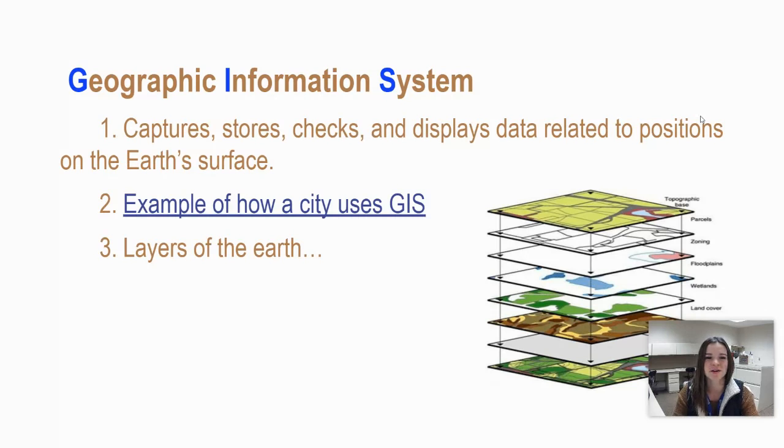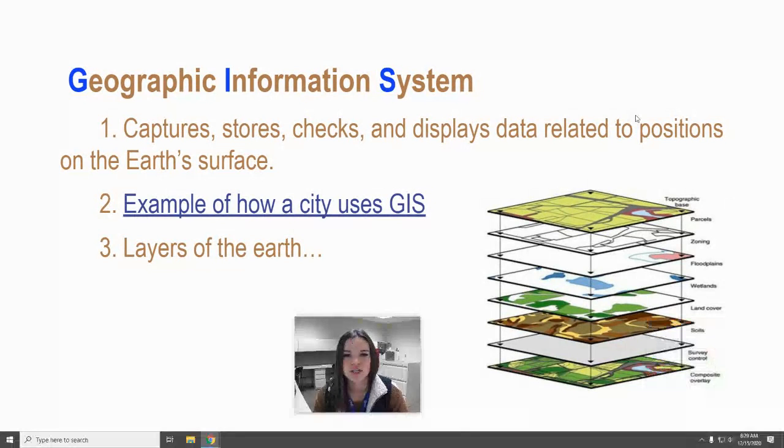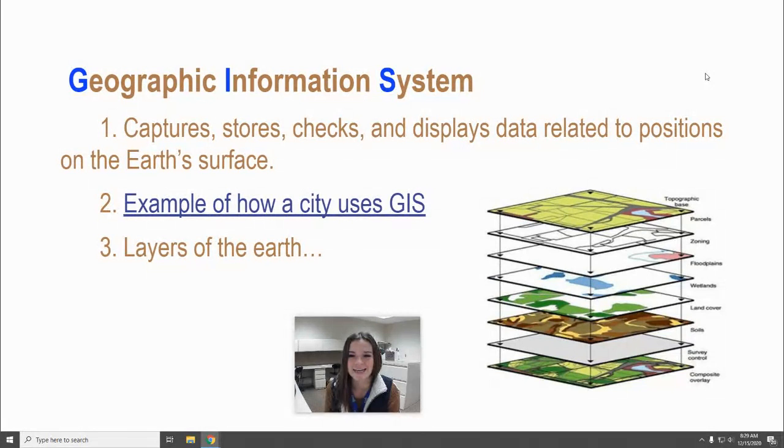So we're going to look at some new information today. First, we're going to start with the GIS, Geographic Information System. This captures, stores, checks, and displays data related to positions on the Earth's surface.